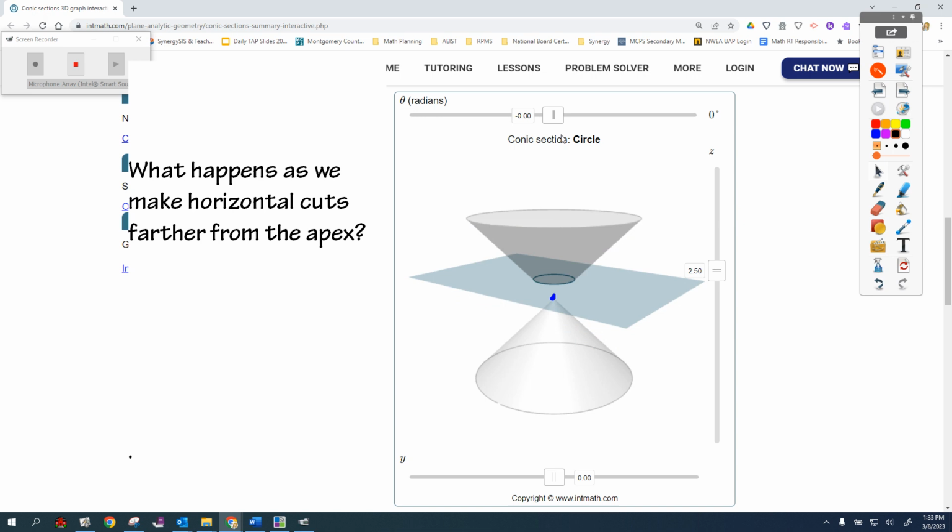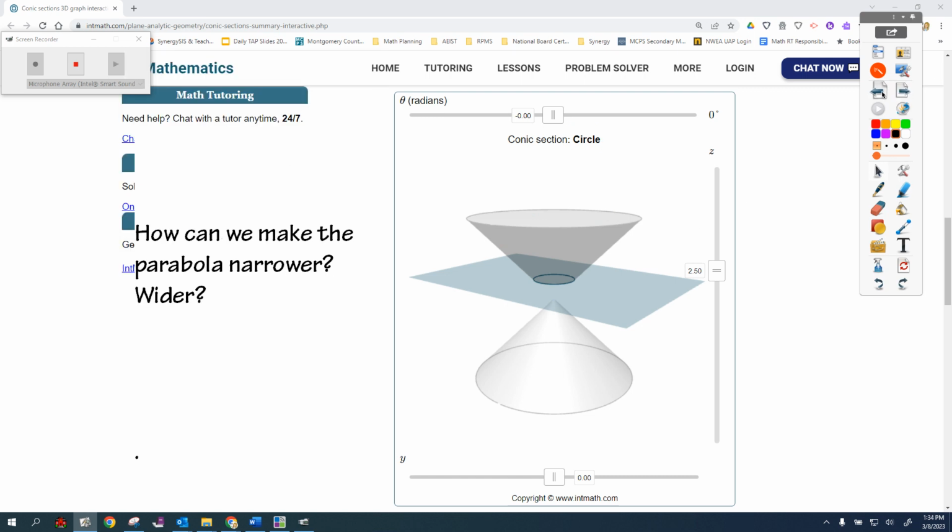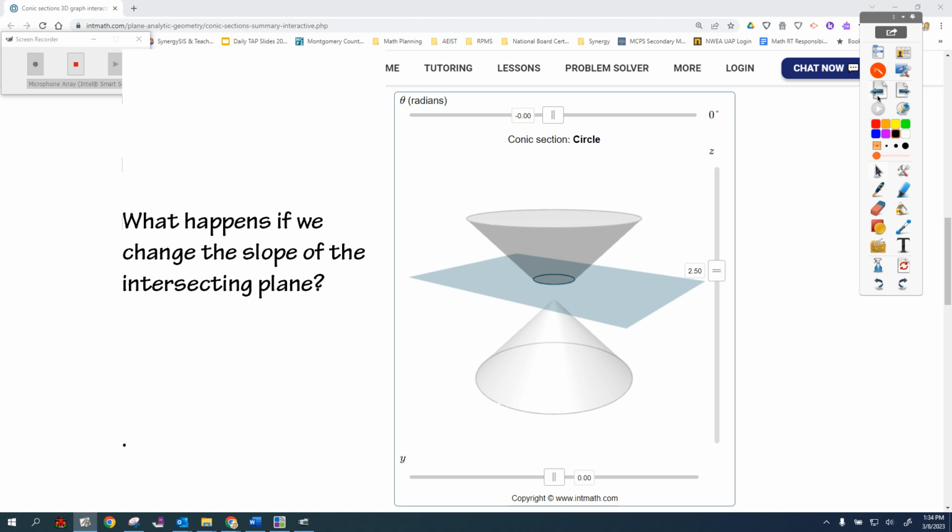So as you can see here, if you wanted to play with this on your own a little bit after the video, notice how when my plane is set at 0 degrees, or a horizontal cross-section, I get a circle. That's the type of conic that we get. All right, so now what happens if we change the slope?